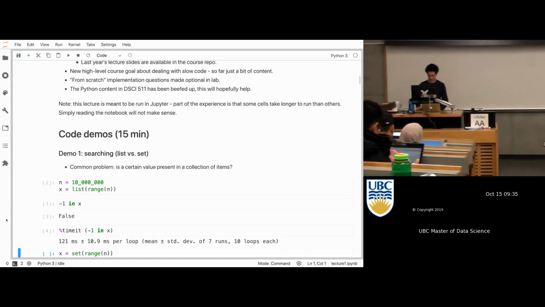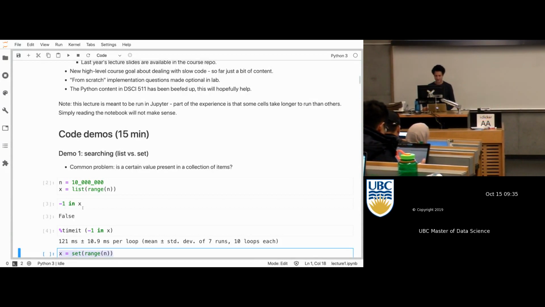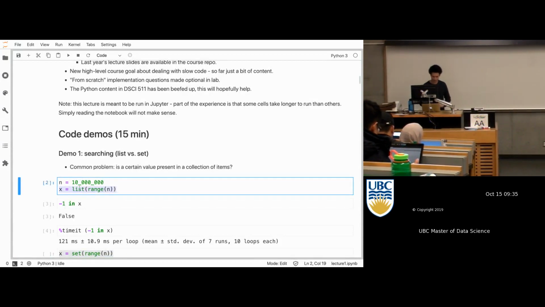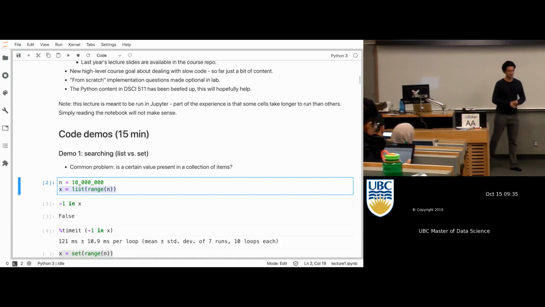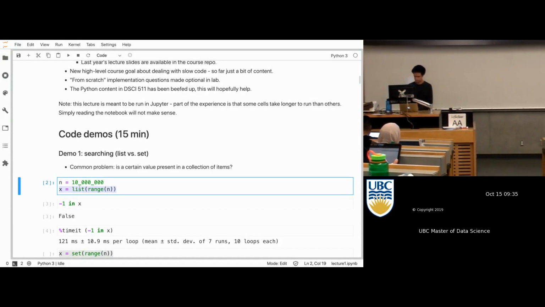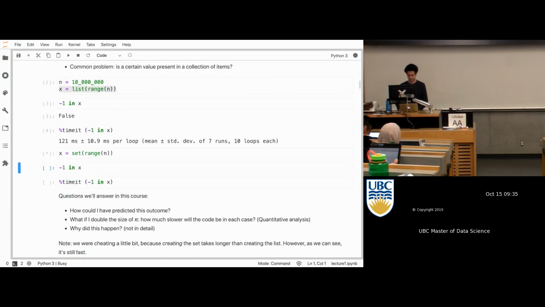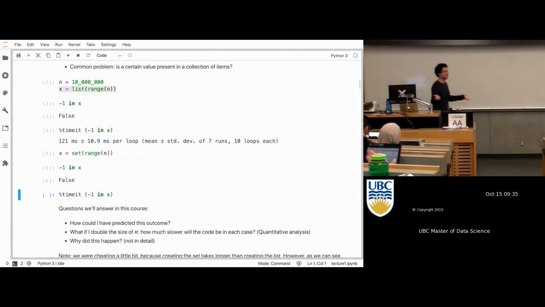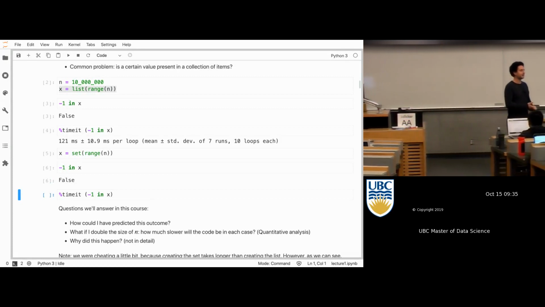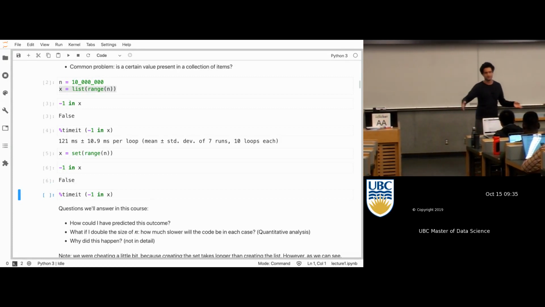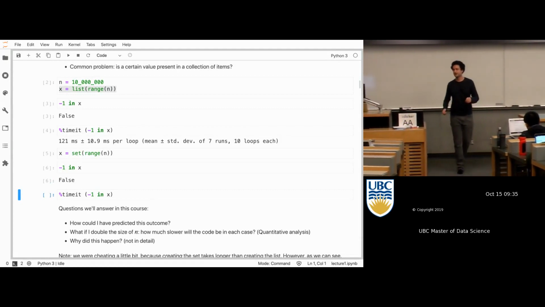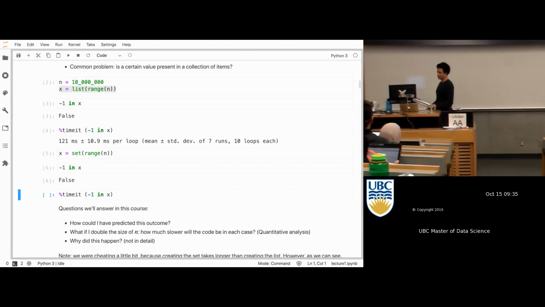So now I have a new code that is exactly the same as this up here, except that I'm making a set instead of a list. And I can do the same thing. There's -1 in x, and it's going to tell me the same thing because the in operator in Python works for a bunch of things, works for lists, sets, et cetera. Just a minute, and I'm going to time this.